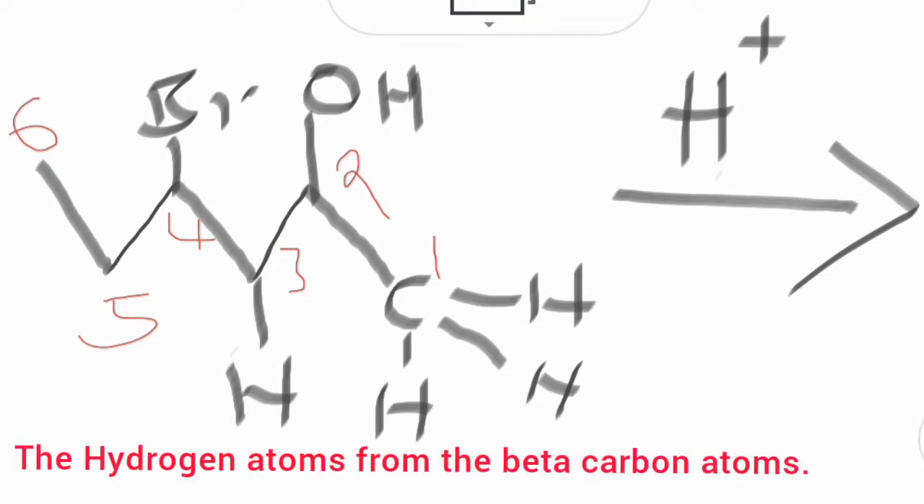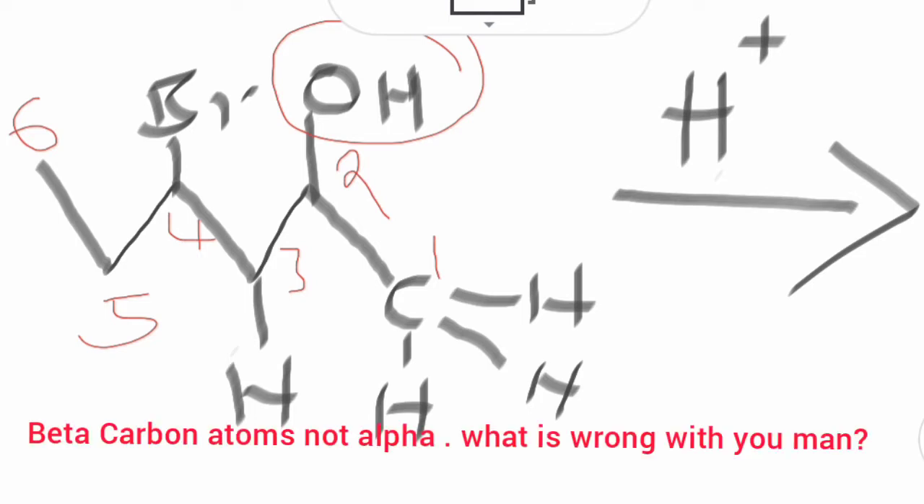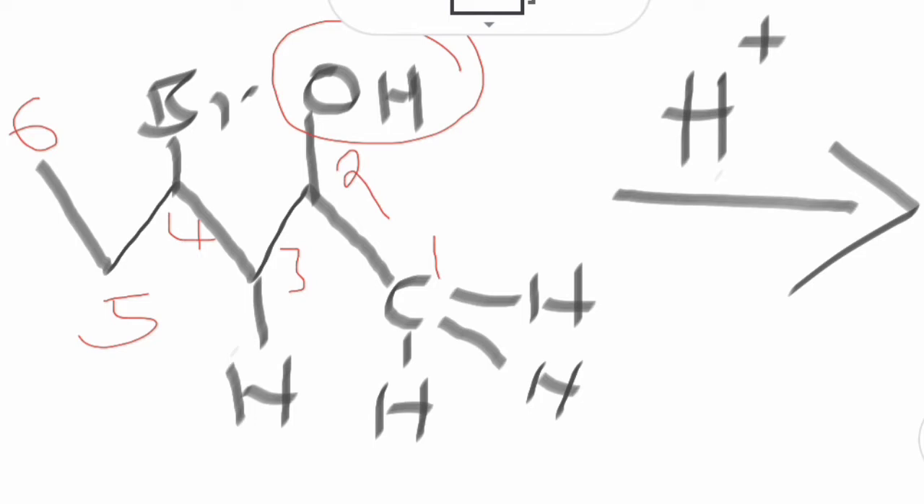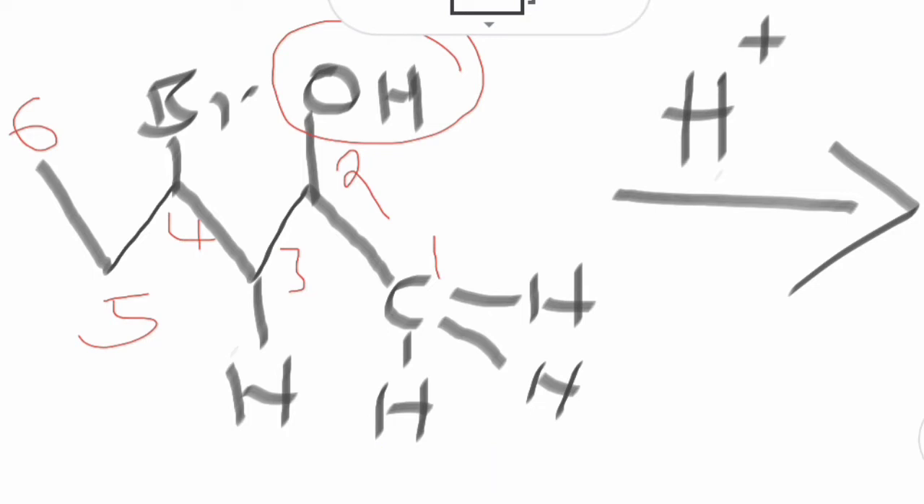Removing the hydroxy group is very simple because we know that this thing is the hydroxy group. Then when it comes to the alpha carbon atoms, we have two alpha carbon atoms. We have carbon number one. Carbon number one is the alpha carbon. Carbon number three is also the alpha carbon atom. So in this case, we have a dilemma. We need to decide which alpha carbon we should go for. Is it carbon number one or is it carbon number three?